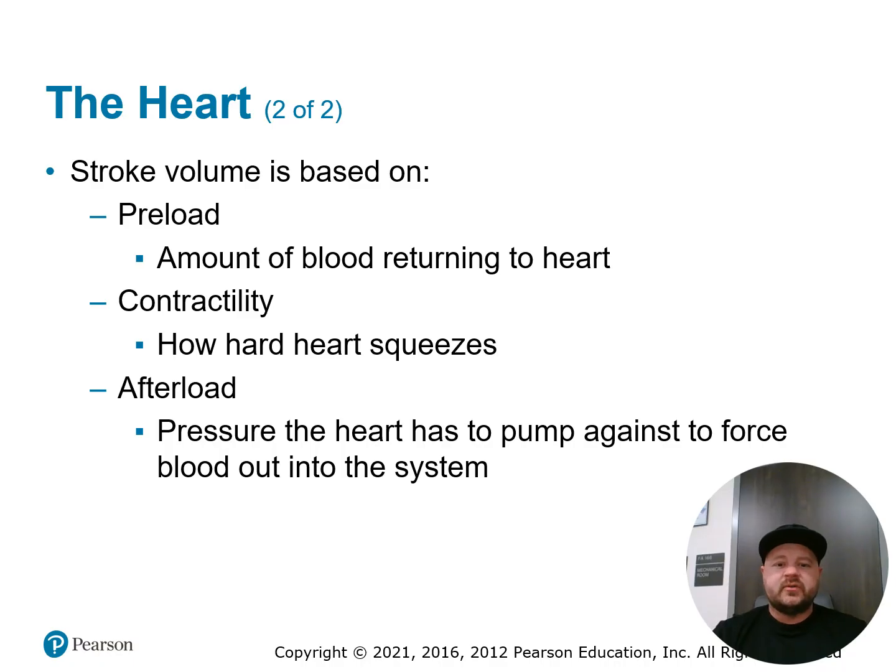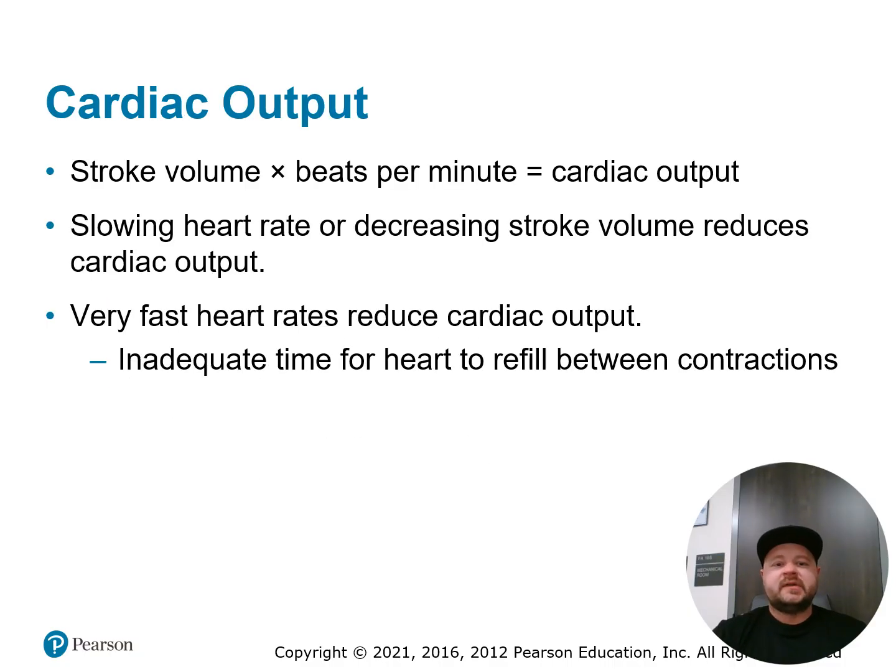So the stroke volume is based on the preload. The preload is the amount of blood returning to the heart. Contractility, so just how hard the heart is squeezing, and then the afterload, which is the pressure the heart has to pump against to force the blood out of the system. So our stroke volume, that volume that's getting pushed out of our heart with every beat, times how many times a minute our heart is beating, gives us something called cardiac output.